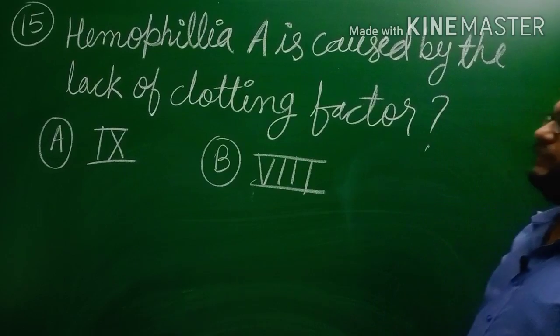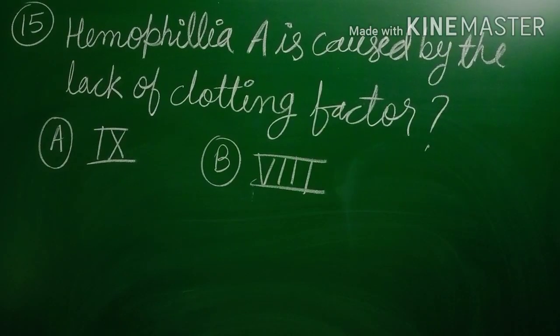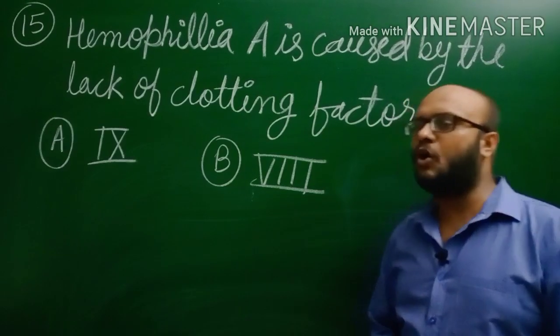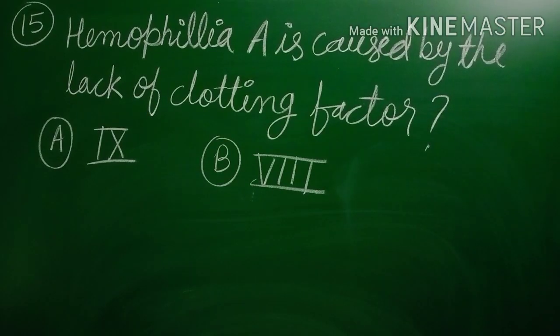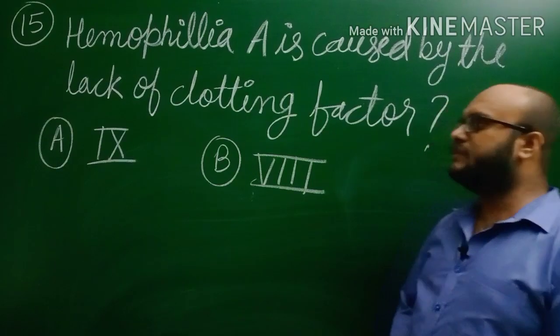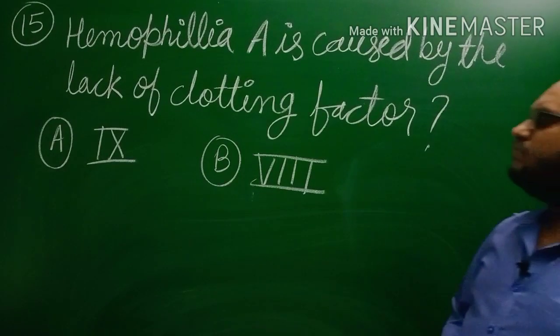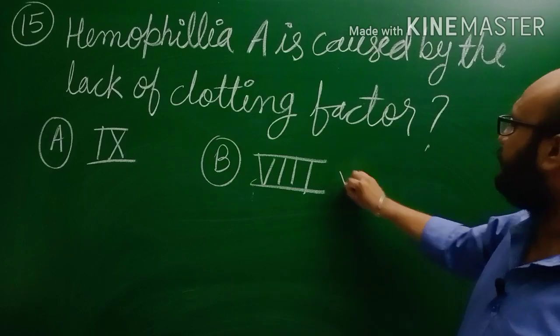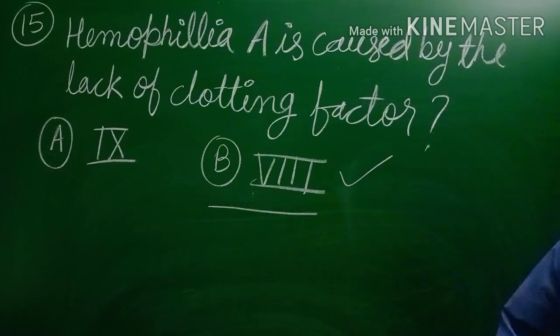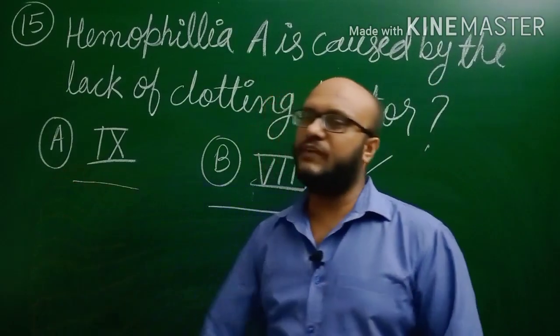Next question number 15, friends. Hemophilia A is caused by the lack of clotting factor number. Option A clotting factor number 9, option B clotting factor number 8. Hemophilia is a bleeding disorder. It is also known as royal disease. Hemophilia A is due to clotting factor number 8's deficiency. Option B is the correct choice. Hemophilia B is caused by the deficiency of clotting factor number 9.